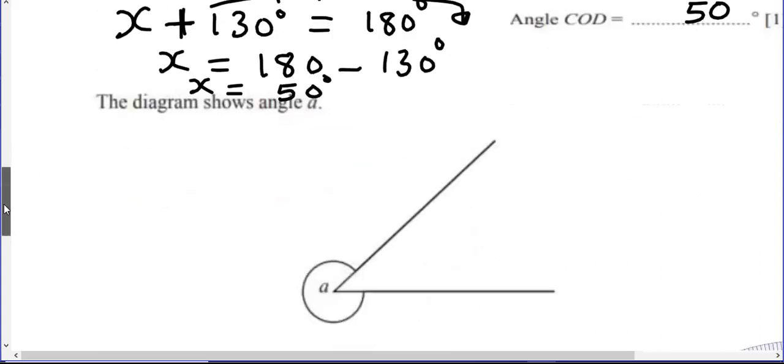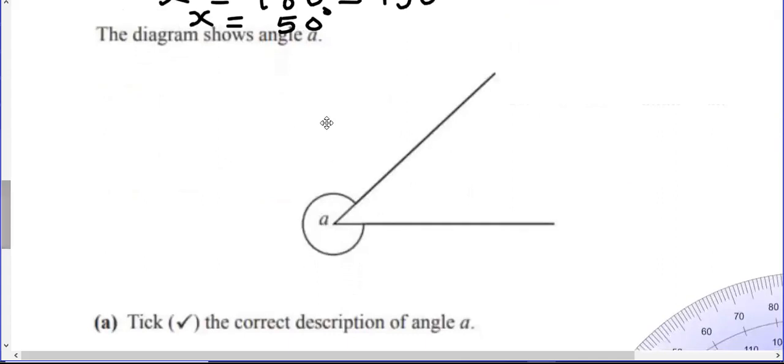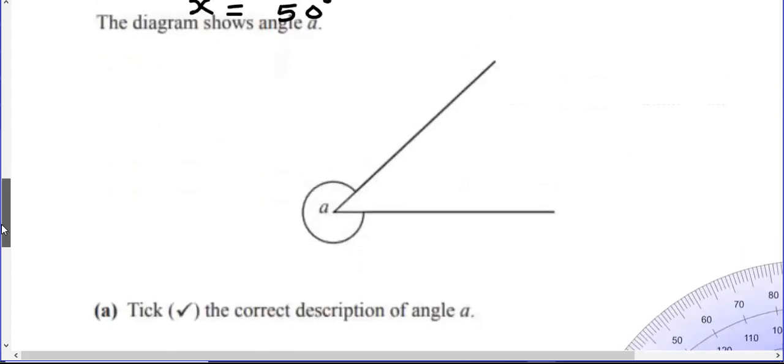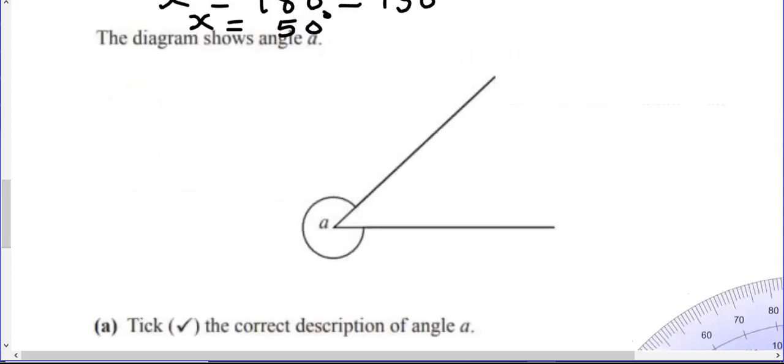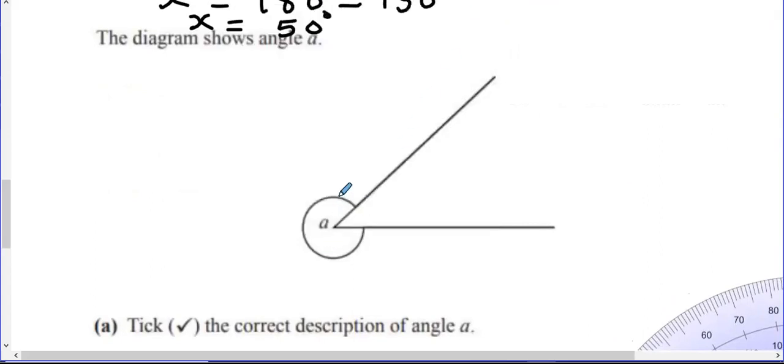All right, let us move on. The diagram shows angle A. Let me show you angle A. This is angle A. Can you see this curved part? This is the part they are trying to refer to. This is your angle A.